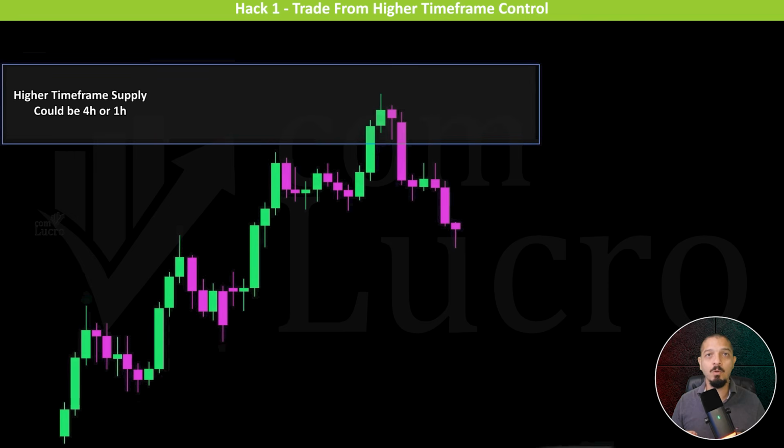Starting with hack number 1. Price must originate from a higher time frame supply or demand area. For a setup to be considered high quality, price needs to come from a strong supply or demand zone on a higher time frame, such as the 1-hour or 4-hour charts. This is essential because it helps you understand who is in control of the market. It shows whether buyers or sellers are dominating, and it defines the direction you are actually allowed to trade.